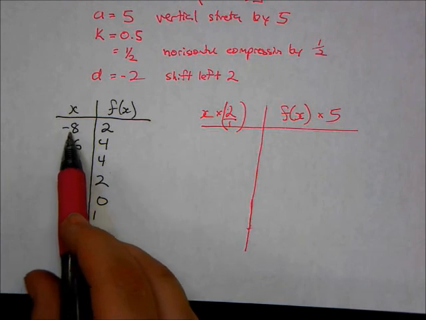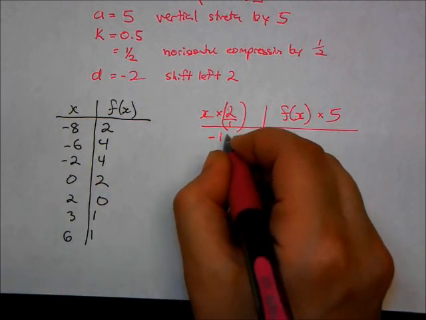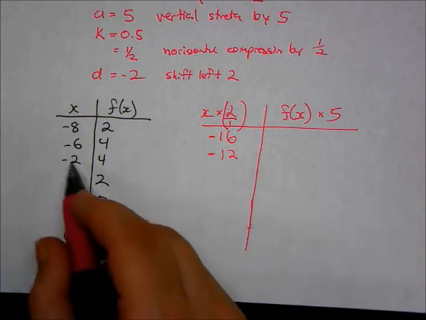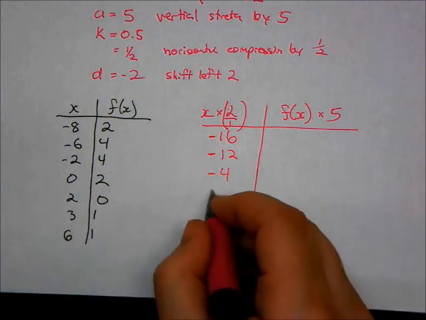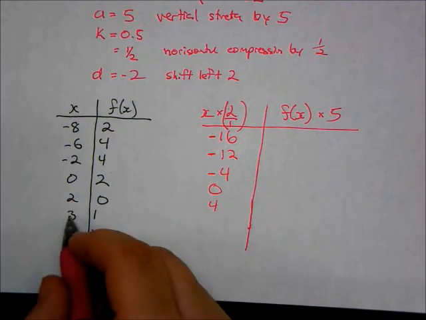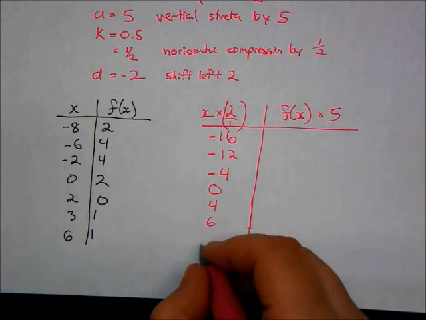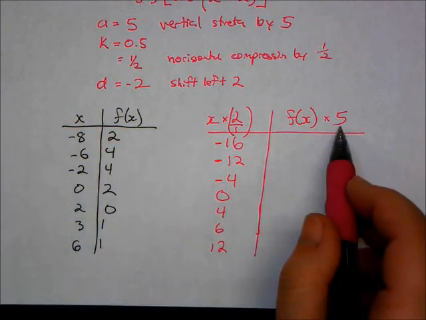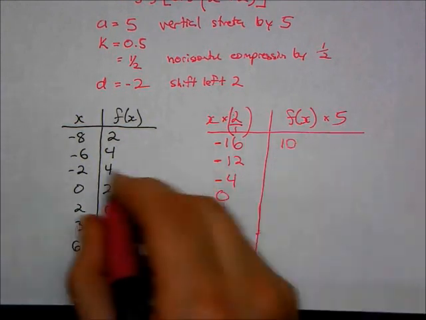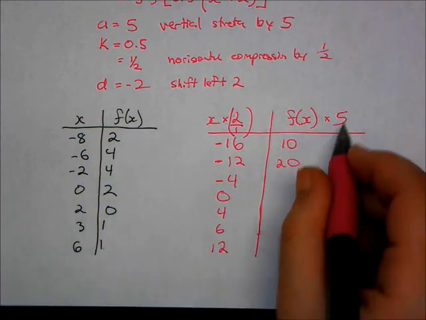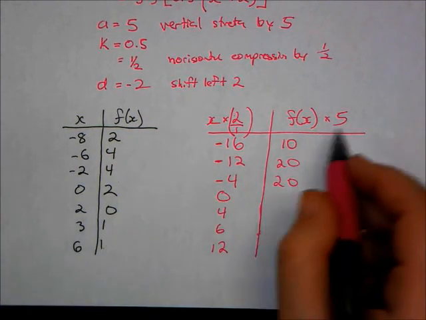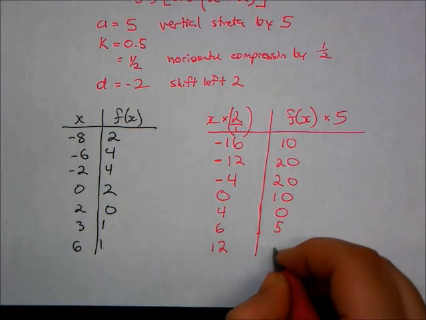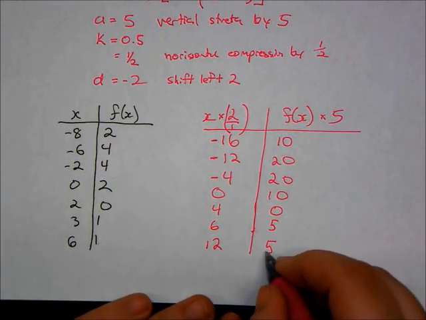So we take our x and we multiply it by 2. We get negative 16. Negative 6 times 2 is negative 12. Negative 2 times 2, we got negative 4. There's our 0, 4, 6, and 12. We're going to take each of these numbers and multiply them by 5. 2 times 5 is 10. Here we've got 20. 4 times 5 is 20. 2 times 5 is 10. 0 times 5 is still 0. 1 times 5 is 5. This function likes it so much it uses it twice.